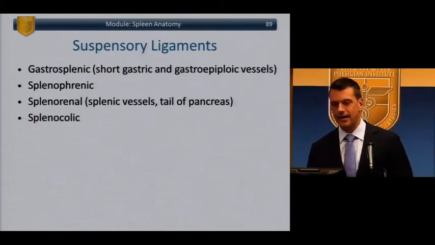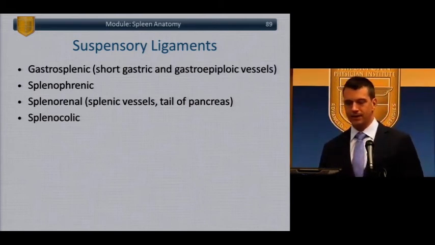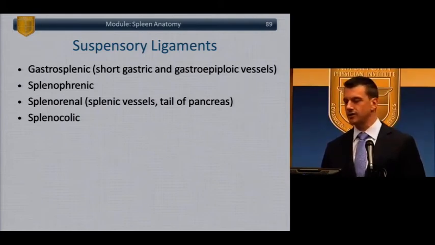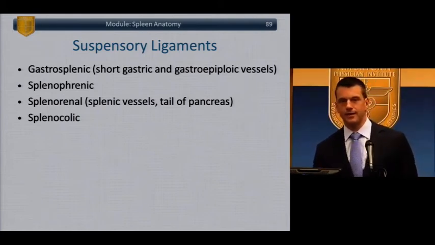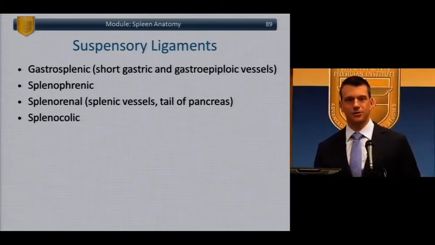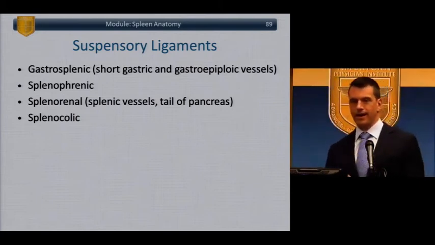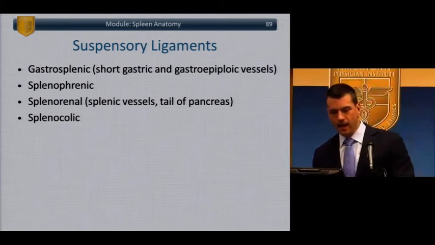Suspensory ligaments: it's held in place by numerous attachments. The gastrosplenic ligament is where the short gastrics are, as well as the gastroepiploic vessels. These are important when you're doing a splenectomy, in finding and identifying all of these. Also, technically, this can be a source of injury. If these are taken too close to the stomach, occasionally the suture will cause gastric perforation later down the road if the care wasn't taken to get enough space.